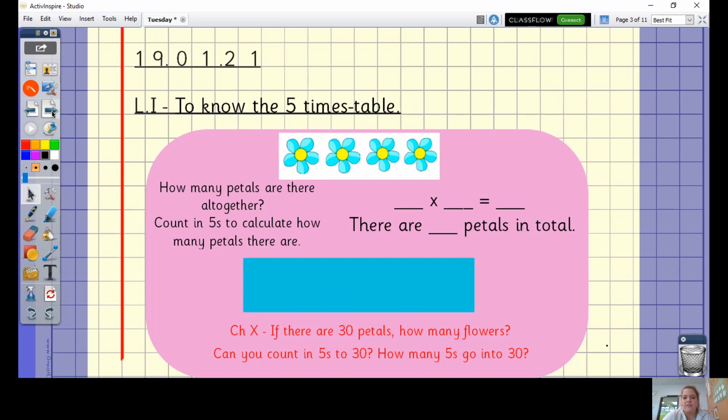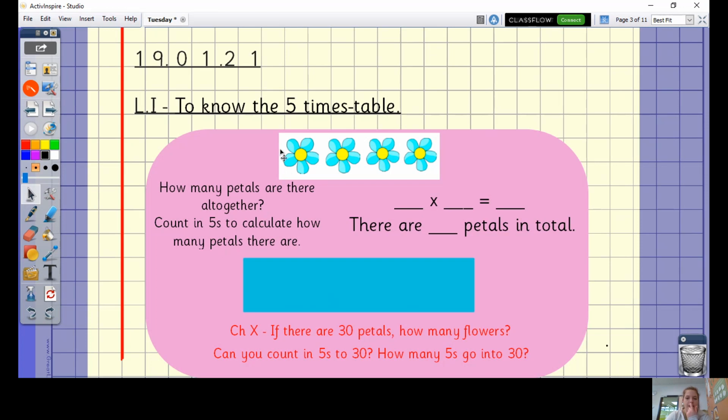So we've got some flowers, and each flower, notice how many petals each flower has. Okay, and we want to find out how many petals there are altogether. How many are there in total? So you need to count in 5s to calculate how many petals there are altogether.